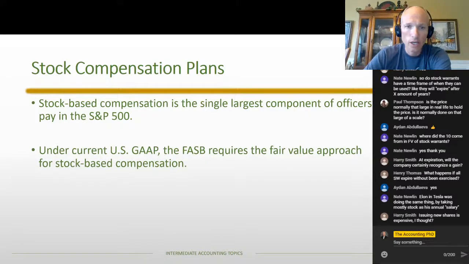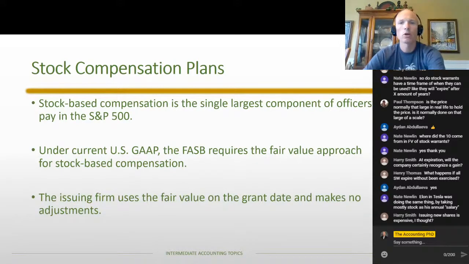Under current U.S. GAAP, the FASB requires what's called the fair value approach for stock-based compensation. Basically, the issuing firm uses the fair value of either the option or the restricted shares on the grant date, and then after that they make no adjustments. Share price changes every day, as does the value of stock options. Under current U.S. GAAP guidance, we do not make any adjustments. In other words, you take the fair value on the day that the option is granted or on the day that the restricted shares are issued, and then we don't touch it after that.